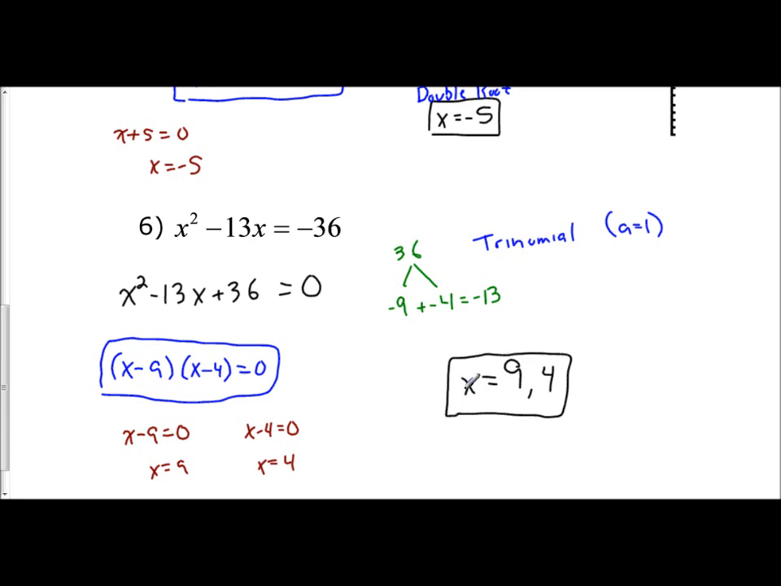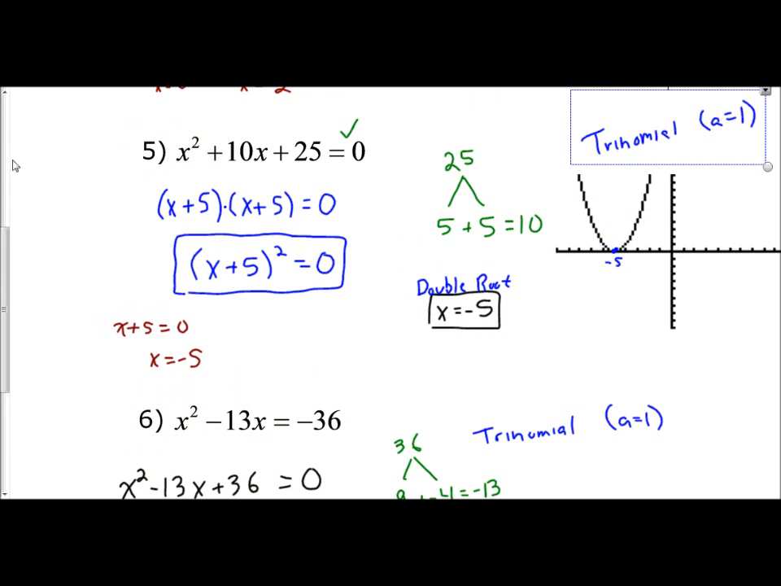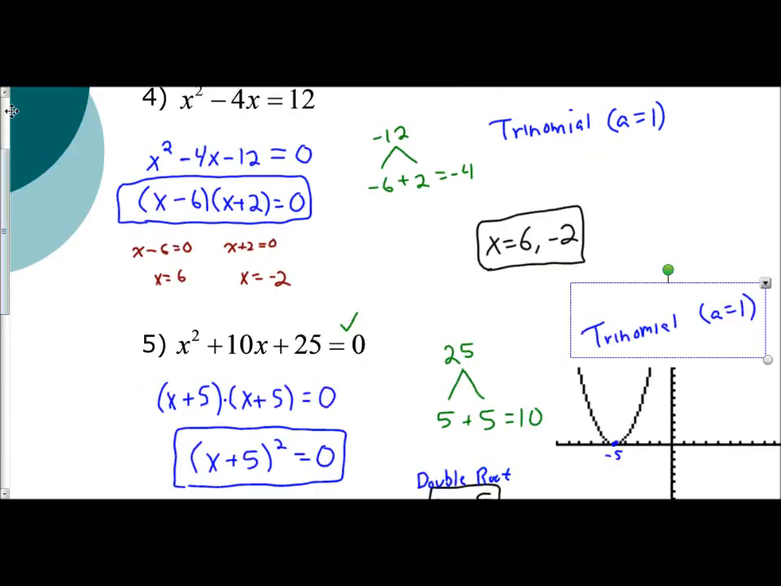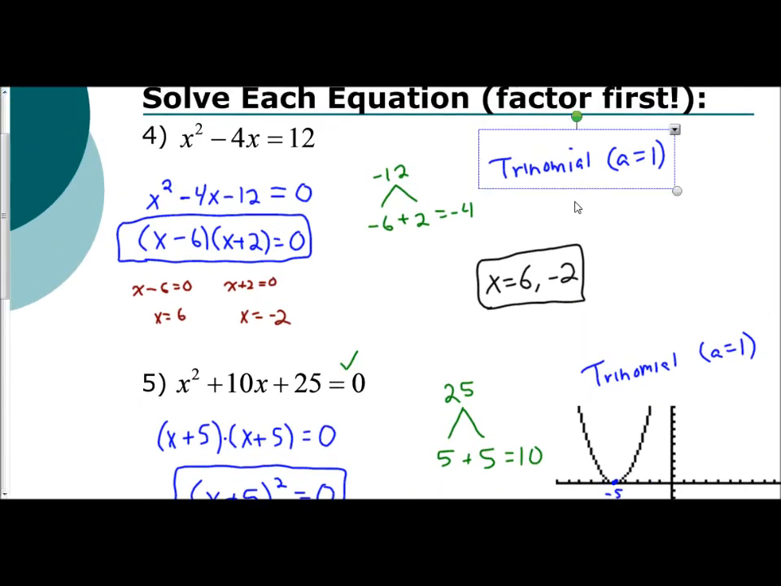So in all of these examples, we had to make sure they were equal to 0 first, but if you were to go back, all of the factoring techniques used in this video was the trinomial method of a equals 1, the product and sum technique. So in this video, we focused on just that factoring technique. In the other videos, we're going to focus on some of the other ones that we've used in our factoring review.